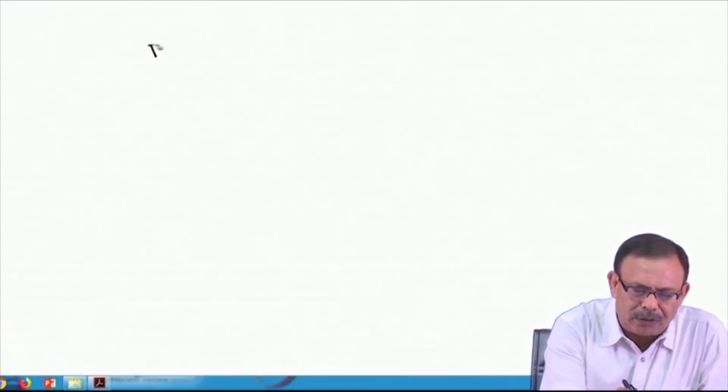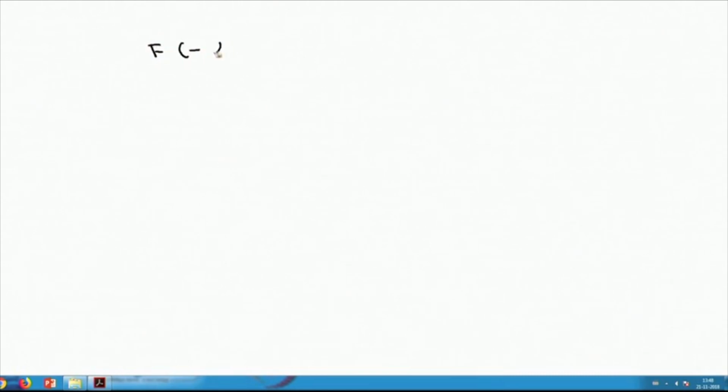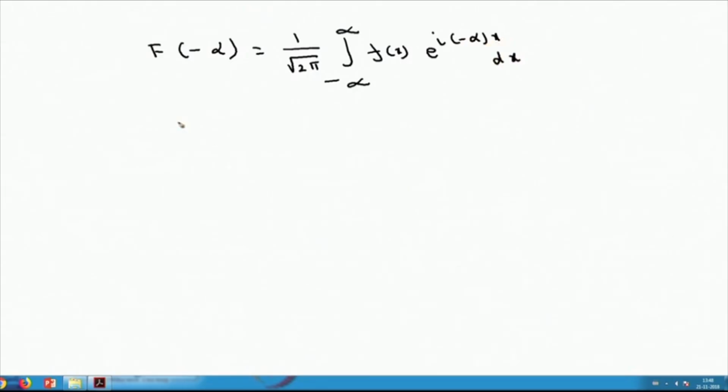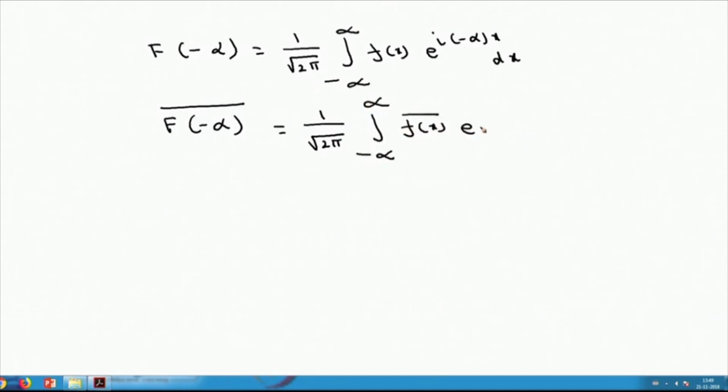To prove this one, again I am starting with f of minus alpha. I can write down 1 by root 2 pi from minus infinity to infinity, inverse transform f x into e power minus i alpha x dx. So that f of minus alpha bar equals 1 by root 2 pi minus infinity to infinity, bar will come on f x, and this e power minus i alpha x will become e power i alpha x into dx.